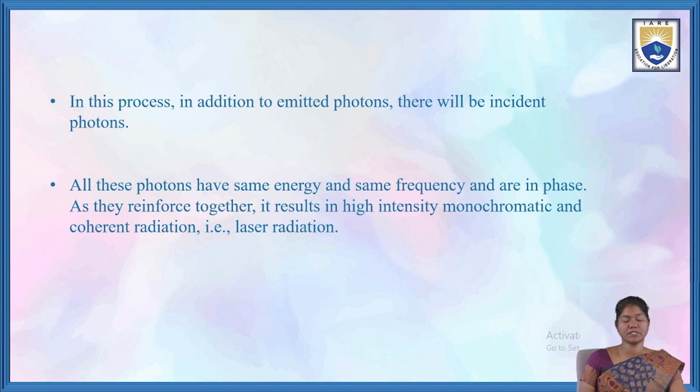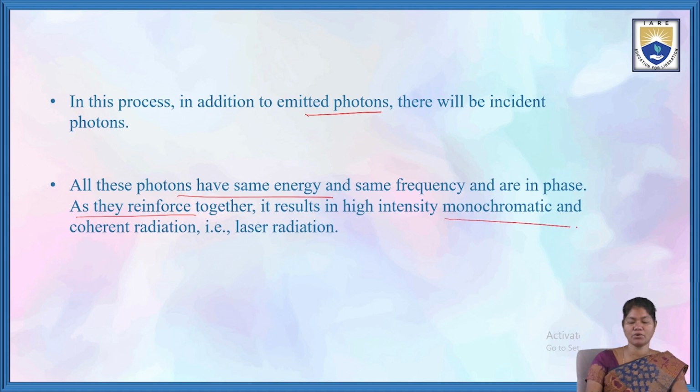So in this process, in addition to emitted photons, there will be incident photons. All these photons have the same energy and same frequency and are in phase. As they reinforce together, it results in high intensity, monochromatic and coherent radiation. So that is, we are getting laser radiation here.